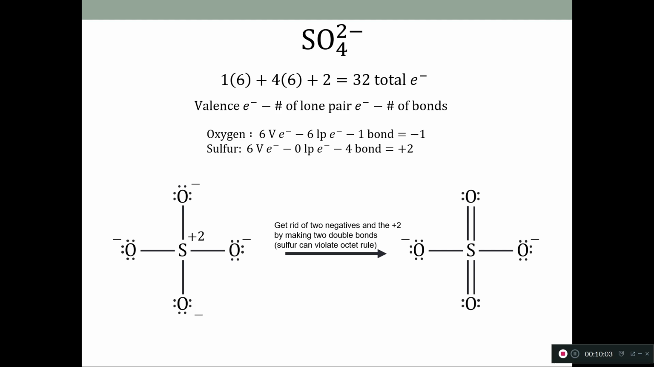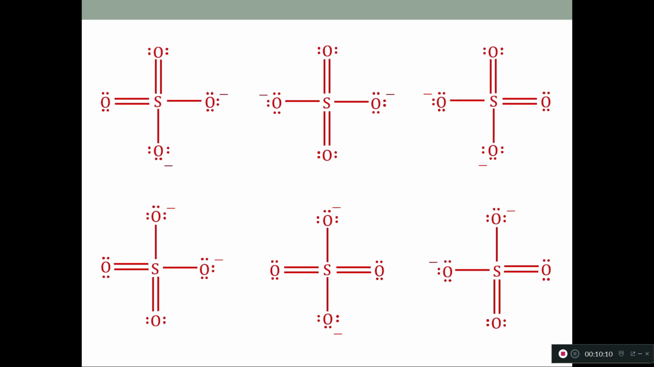So 2 of the oxygens now have double bonds to the sulfur. And this one also has resonance structures. So these are the 6 possible resonance structures for it. So again, these are all equivalent structures. They're all correct answers to drawing the Lewis structure for sulfate.